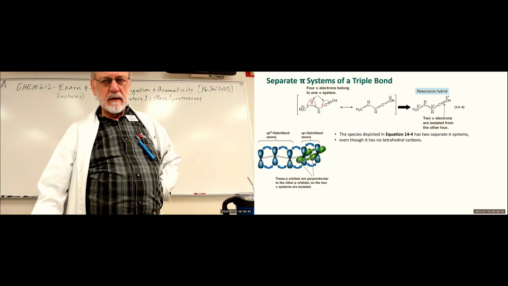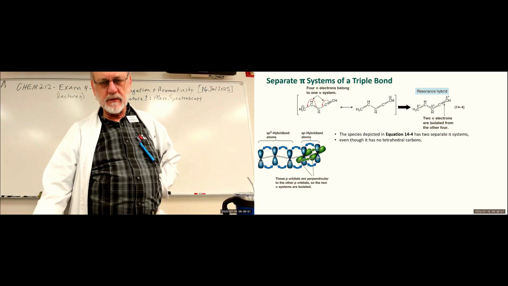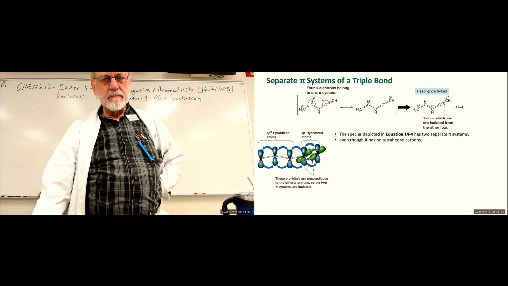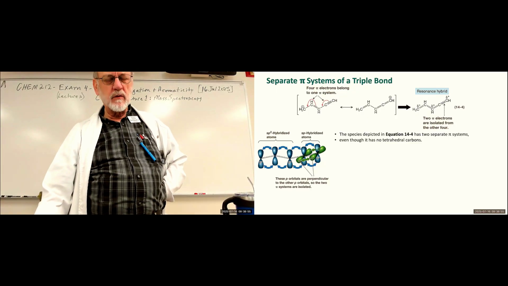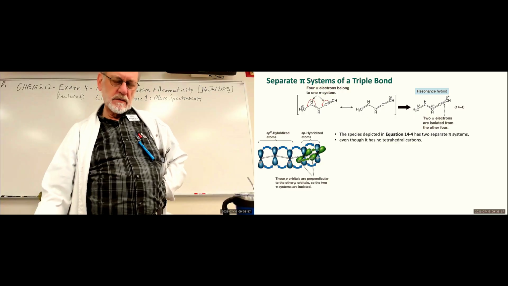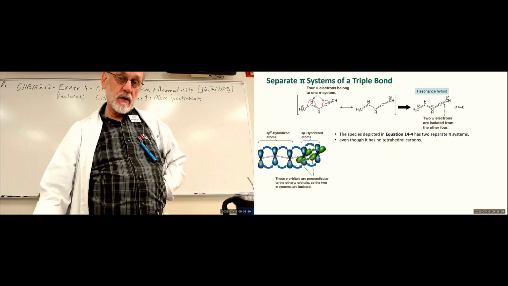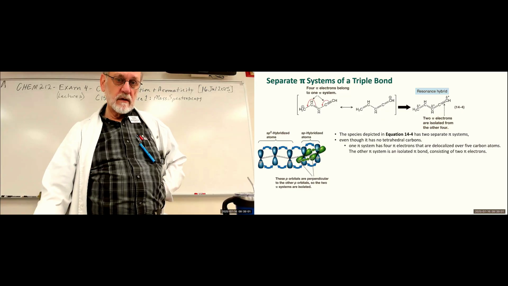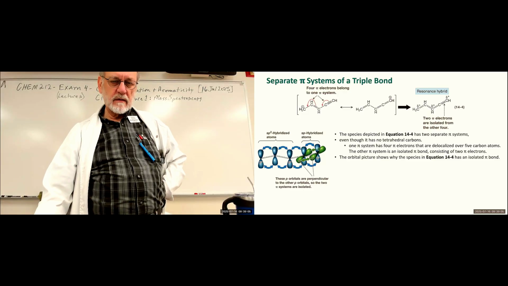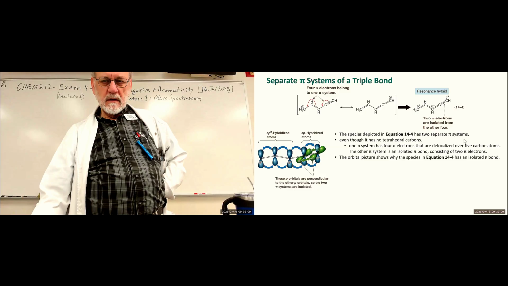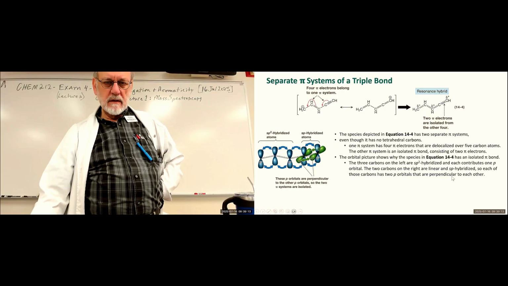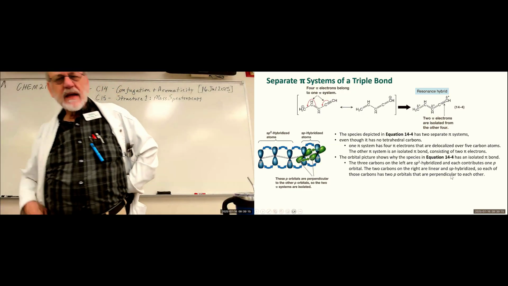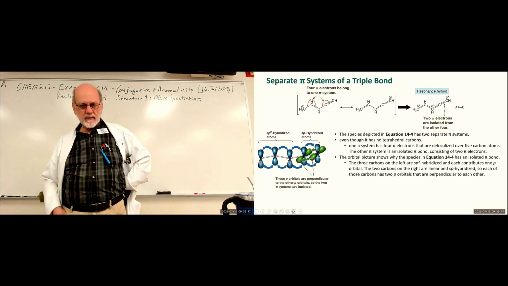Okay. It has two separate pi systems, even though it has no tetrahedral carbons. That's right, there are no tetrahedral carbons there. All right. Three carbons on the left are sp2 hybridized. All right, that makes sense.